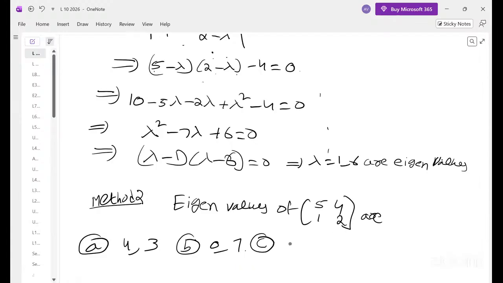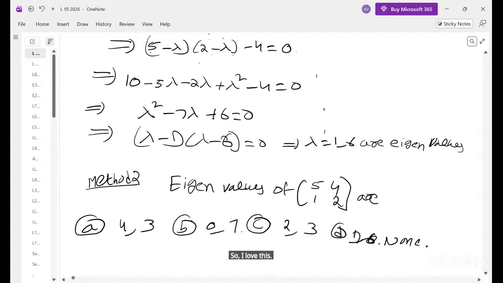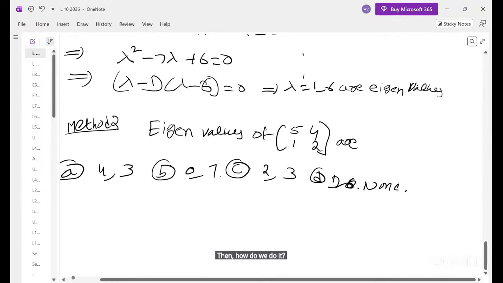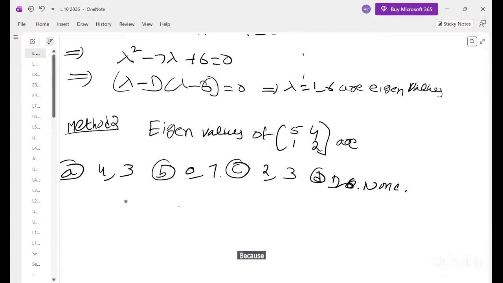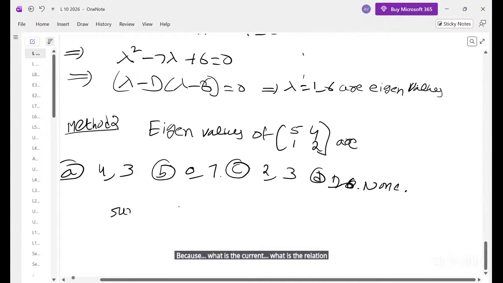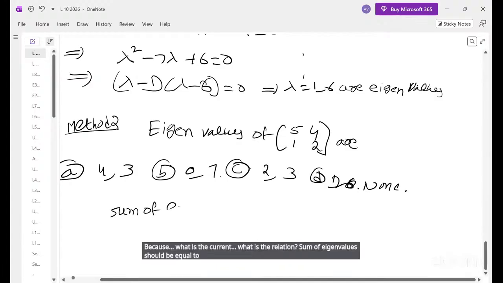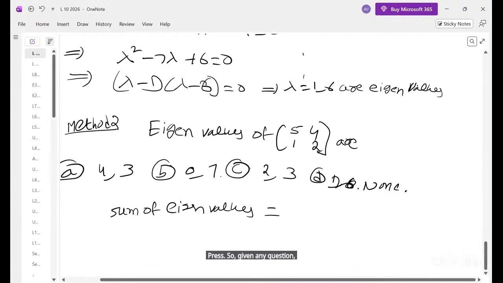C option: 2, 3. Suppose you are given this. Then, or you are not given this, none. Skip it. None of this. Then, how do we do it? Coming from the option is the best one. Because what is the relation? Sum of eigenvalues should be equal to trace. So, given any question, to find out the trace, what is it?